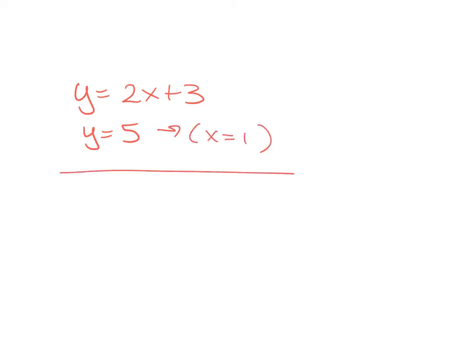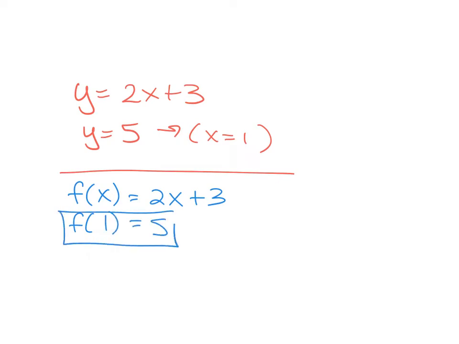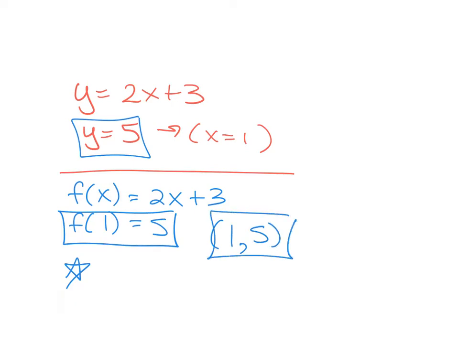But the advantage of function notation is if I said f of x equals 2x plus 3, you can say, well, if x is 1, then the function is equal to 5. This gives you more information than just saying y equals 5. So that is an advantage of function notation. And another thing is, if x is 1, then y is 5. You could even say this is a coordinate point, 1, 5.